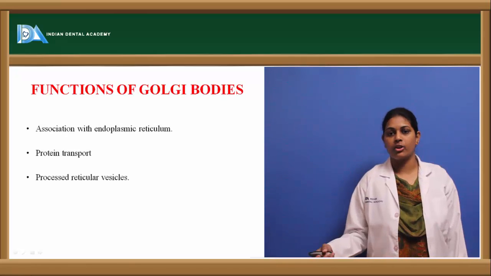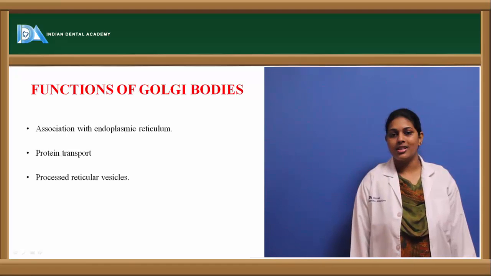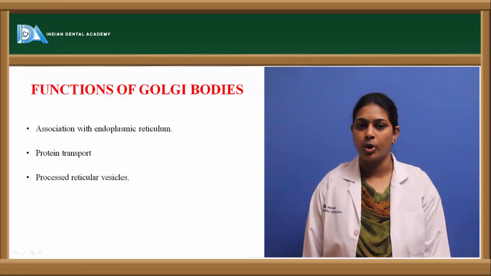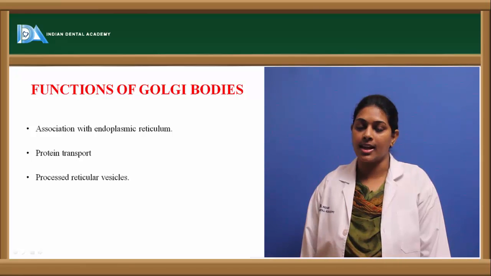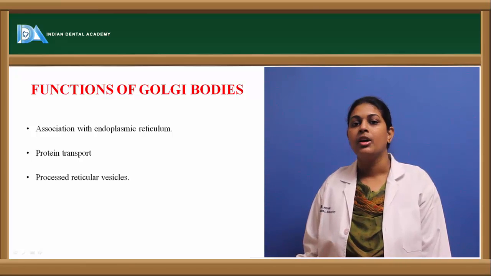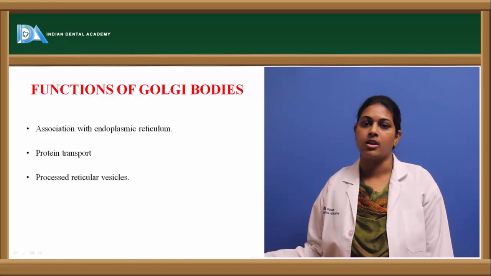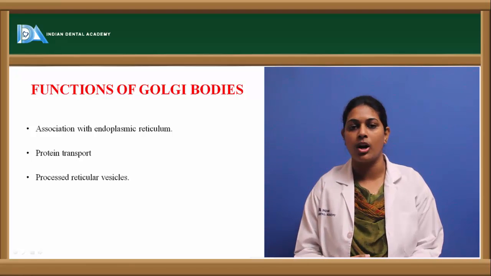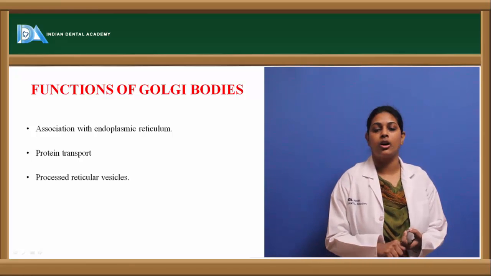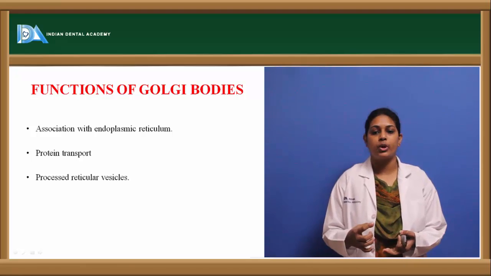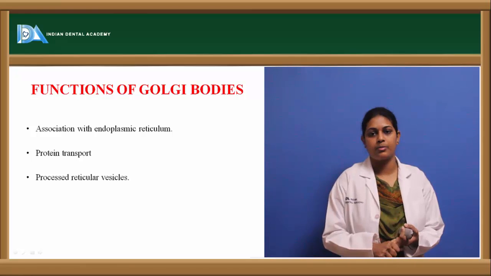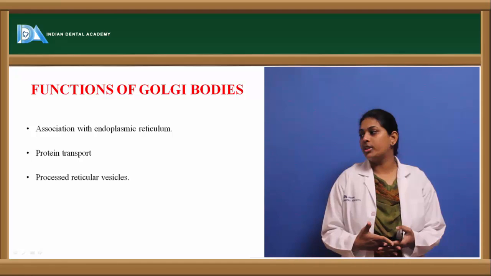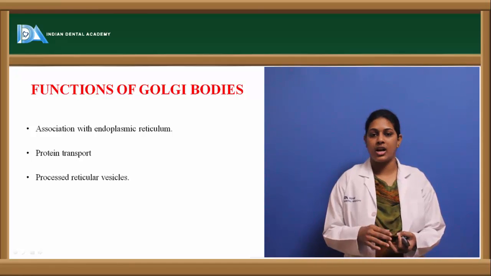Coming to the functions of the Golgi apparatus, since it is associated with the endoplasmic reticulum, it helps in the processing of proteins. The synthesized proteins from the endoplasmic reticulum are transported to the Golgi apparatus with the help of a transport vesicle. This vesicle is so called because it only transports the synthesized substance, packing it into the vesicle and then carrying it to the Golgi apparatus. So it is called a transport vesicle.